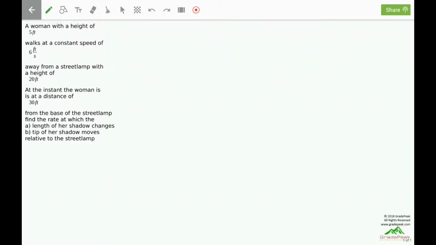A woman with a height of 5 feet walks at a constant speed of 6 feet per second away from a street lamp with a height of 20 feet. At the instant the woman is at a distance of 30 feet from the base of the street lamp, find the rate at which A, the length of her shadow changes, and B, the tip of her shadow moves relative to the street lamp. We have a triangle being formed here because the light from the street lamp will pass just over the top of the woman's head to form the extent of her shadow.